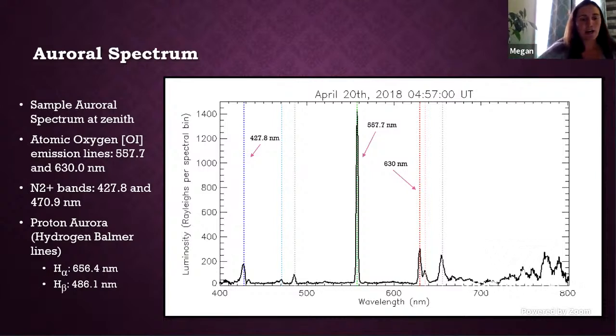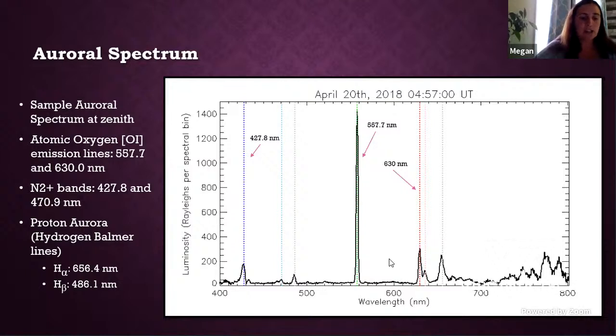So in this plot, we have the sample spectra of that aurora. Now, the plot on the right depicts the spectra with luminosity in terms of Rayleighs per spectral bin as a function of wavelength. And what we see with the spectra is a pretty typical aurora signature. We see well-defined emission lines at green and red, so it's 630 nanometers and 557.7 nanometers. And these are what's going to give the aurora its distinctive green color and its distinctive red color.